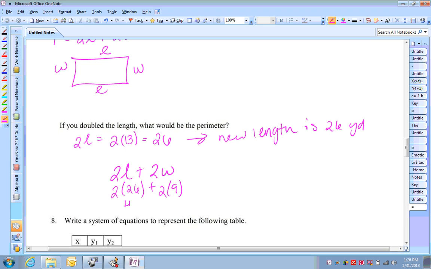2 times 26 is 42. Oh, I'm sorry, not 42, 52. Plus 2 times 9 is 18. And 52 plus 18 is 70. So the new perimeter, if you doubled the length, would be 70 yards.